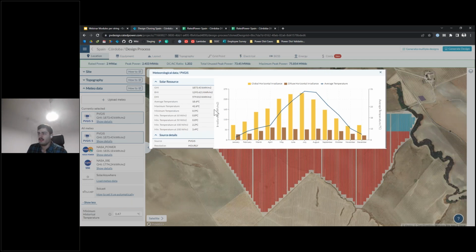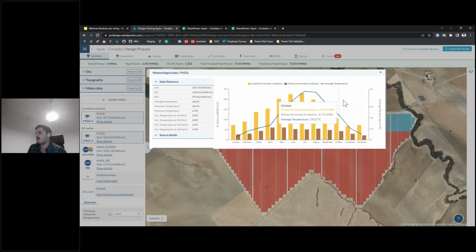In my opinion, typically I wouldn't go to the minimum in all the years, but in a typical meteorological year, I think that is more than enough to be sure that we are not going to exceed this maximum voltage that is accepted by the low voltage system.